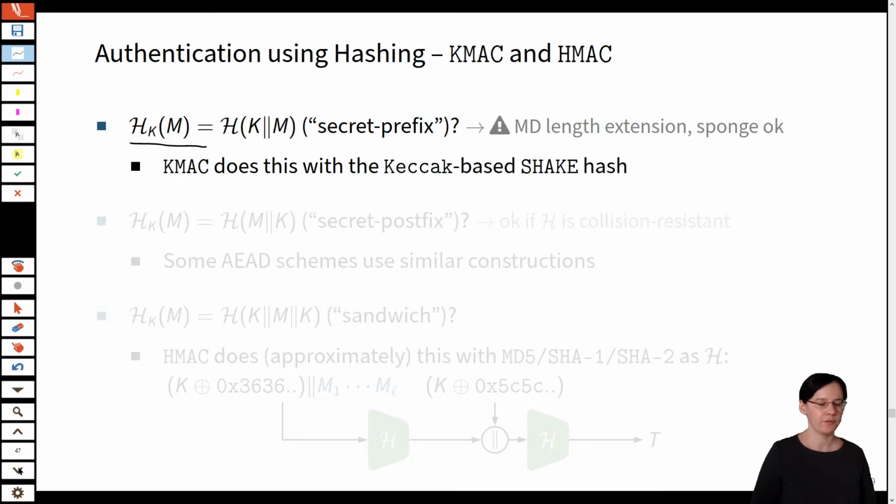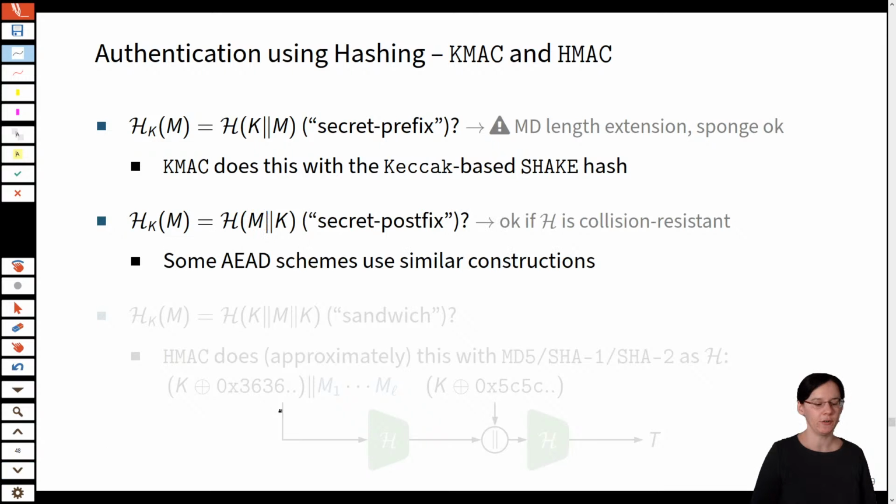Of course, instead of appending it in the beginning, we can also append it at the end. This is then called secret postfix. This is also okay, but it relies on the collision resistance of the hash function. So on the one hand, the nice thing about this is that if we take any hash function, for example, a Merkle-Damgård hash function, and construct this, it is probably okay.